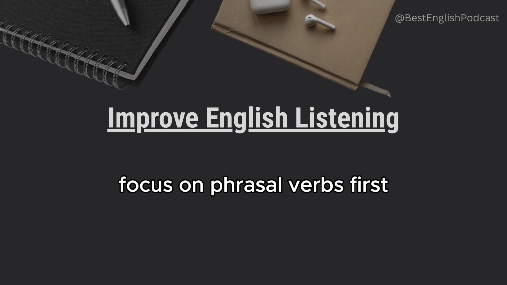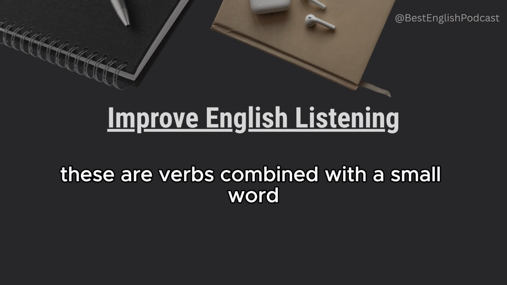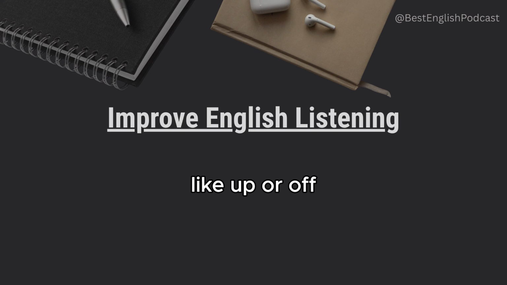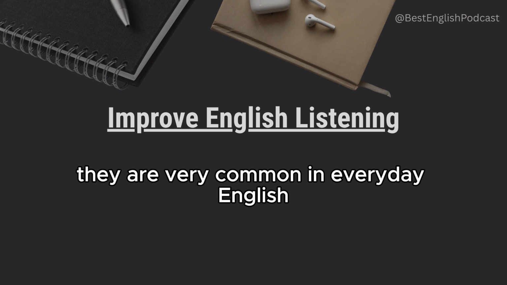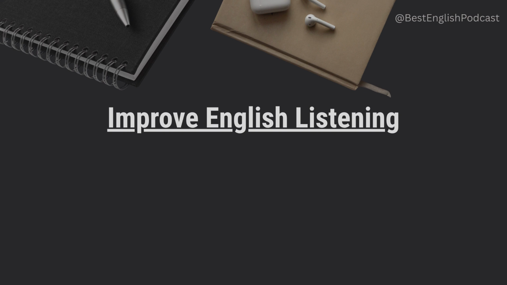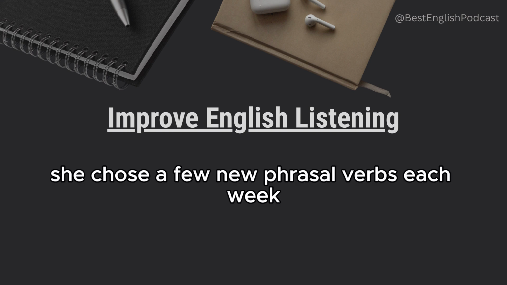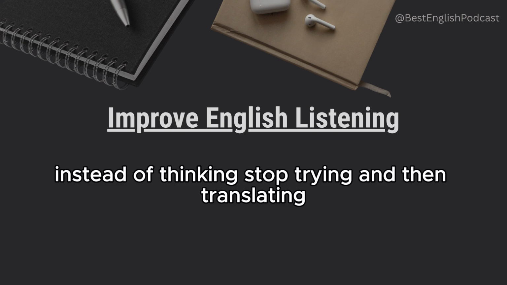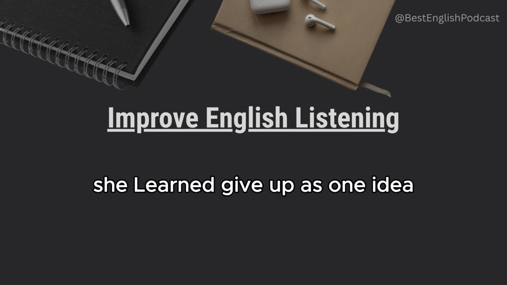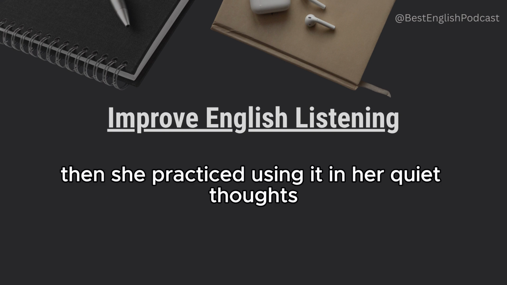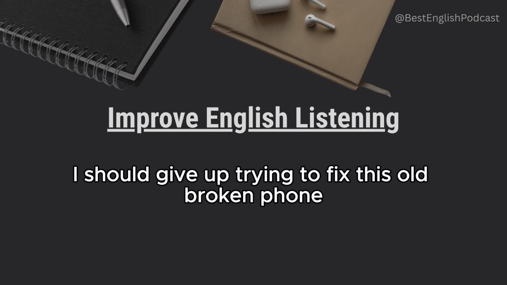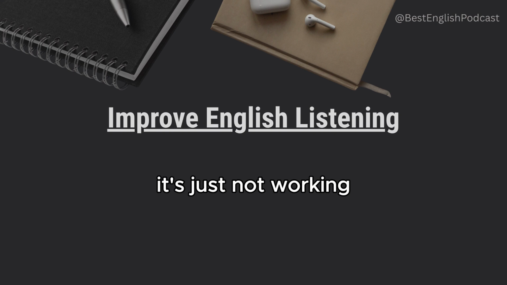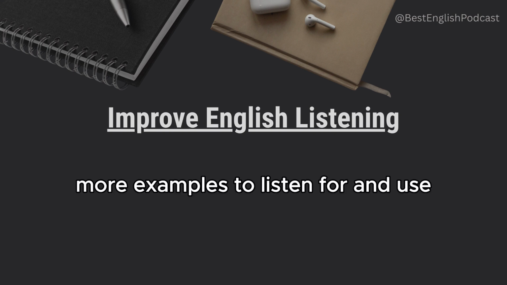Focus on phrasal verbs first. These are verbs combined with a small word like up or off that often have meanings different from the main verb. They are very common in everyday English. For Chloe's practice, she chose a few new phrasal verbs each week. Instead of thinking, stop trying, and then translating, she learned give up as one idea. Then she practiced using it in her quiet thoughts and imagined situations. I should give up trying to fix this old, broken phone. It's just not working.